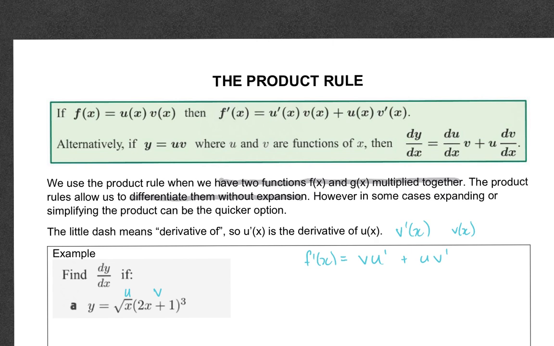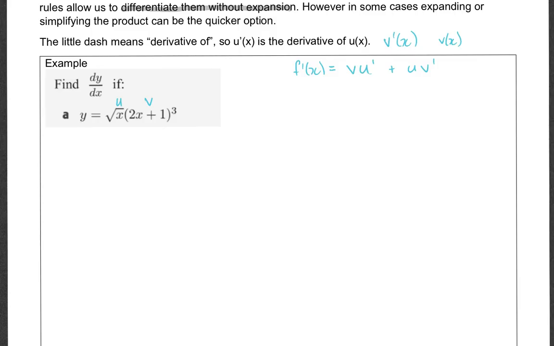Now it actually doesn't matter which order you get it in, and you'll see up here it's a slightly different order they've written it in. That's completely fine. So let's have a go at this question here. So u is my first function, v is my second. So u is always first, v is always second.